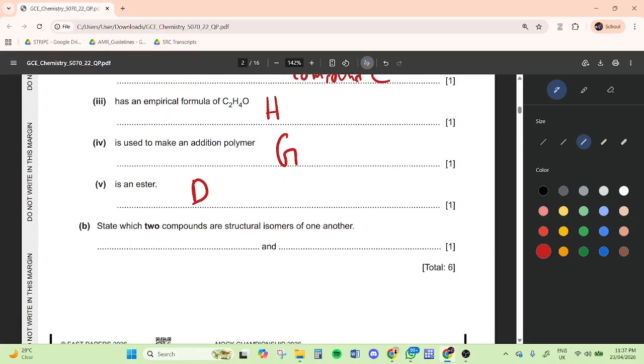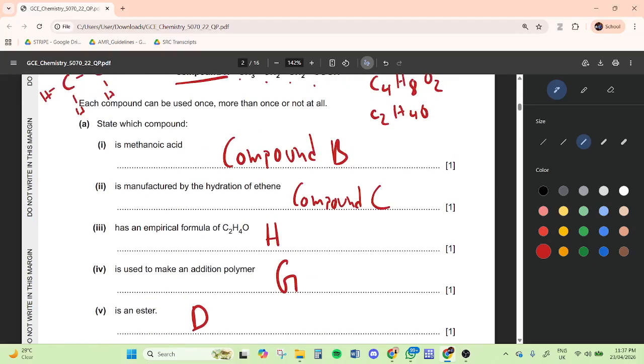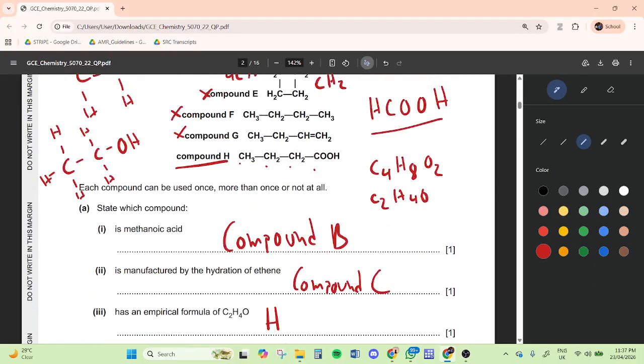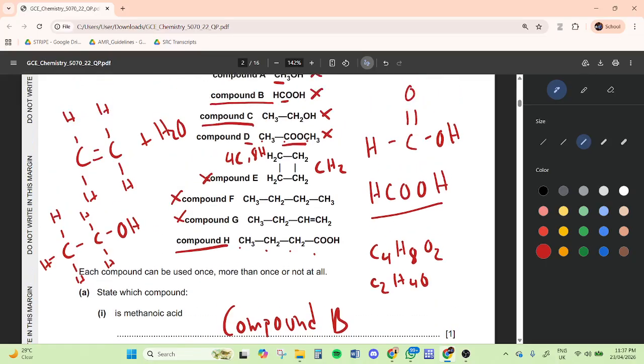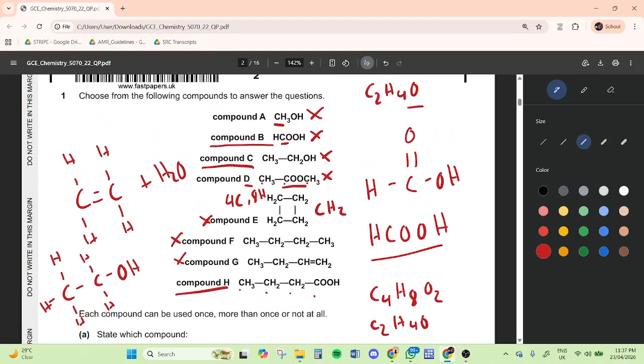State which two compounds are structural isomers of one another. So we're looking for compounds that have sort of the same formula. So same molecular formula. So if we take a look at our options, sort of a bit cluttery over here, but let's take a look at, for example, compound E. So we know that this one is C4H8.